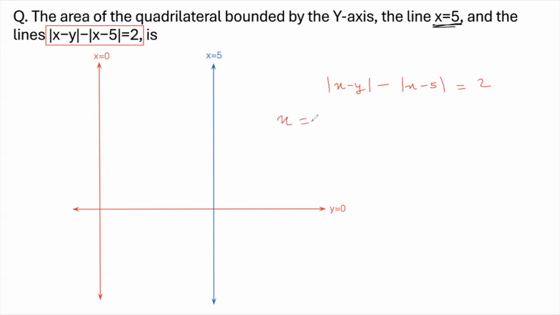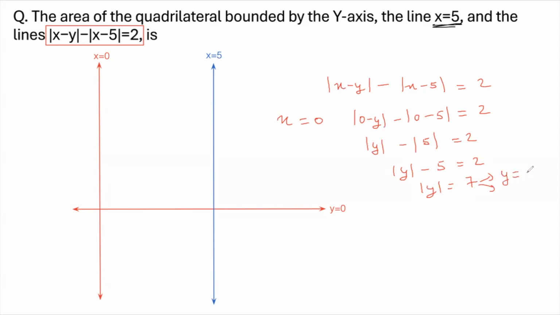Let's substitute x = 0. When I substitute x = 0, I will get |0 − y| − |0 − 5| = 2. So |y| − |0 − 5|, and |−5| is again 5 only, should be equal to 2. Or |y| − 5 = 2. |y| is nothing but 7, right? So if |y| = 7, we can conclude that y will have two values: y will be +7 or −7.